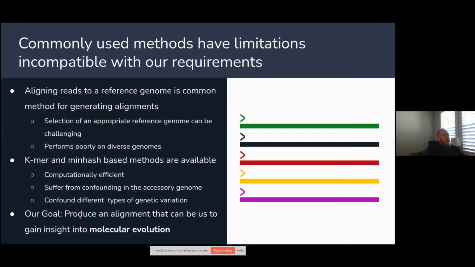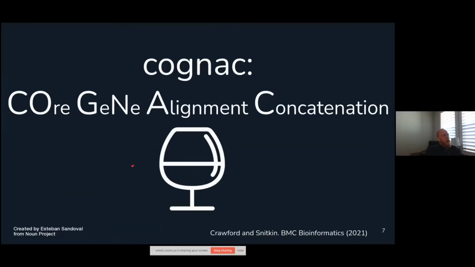And so we wanted to get the best of both worlds: getting an estimation of the genetic distance between organisms, but additionally, we want to produce an alignment which can be leveraged in the future to give insights into molecular evolution and downstream analysis. So to this aim, we developed Cognac, which stands for Core Gene Alignment Concatenation, which we recently published in BMC Bioinformatics.